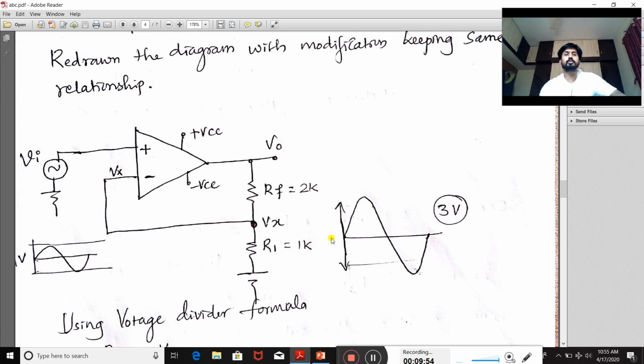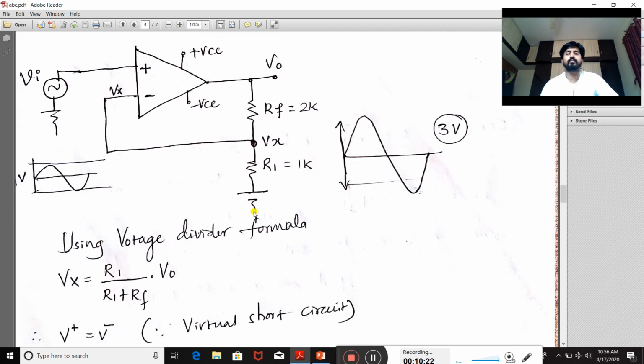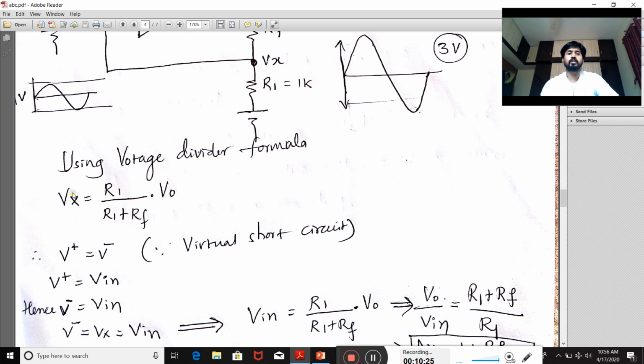Now let us use the voltage divider formula and determine the Vx voltage. This Vx is unknown. How to determine Vx? This Vx value and this Vx value are both the same. Now this Vx can be determined. Using the voltage divider formula, Vx is equal to this output voltage V0 into R1 divided by R1 plus Rf, so Vx is equal to R1 divided by R1 plus Rf into V0.